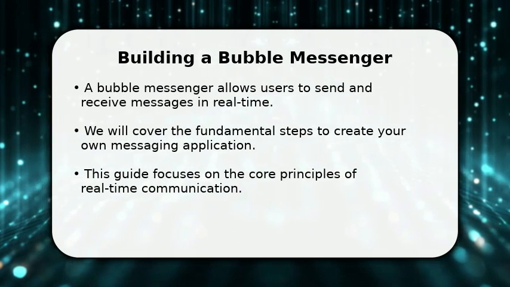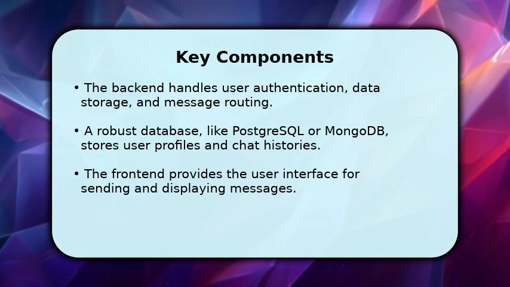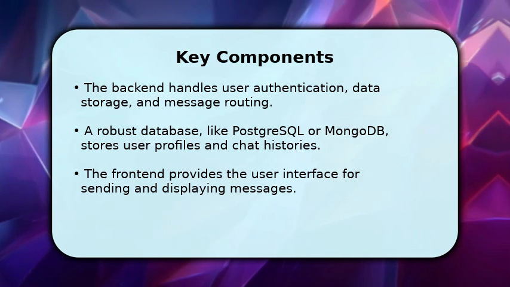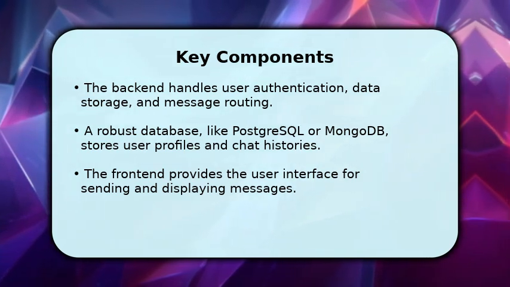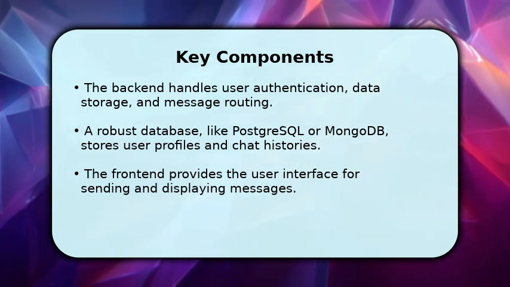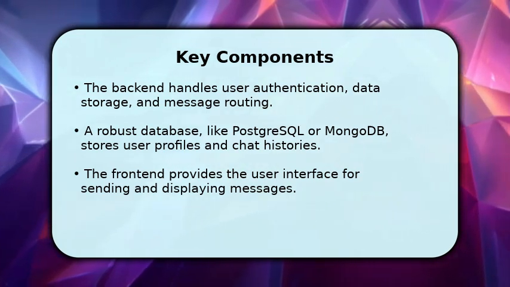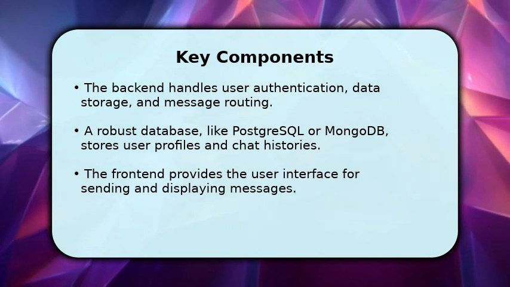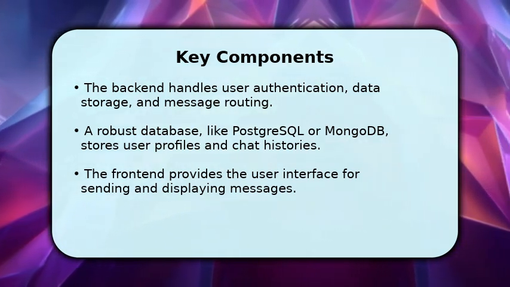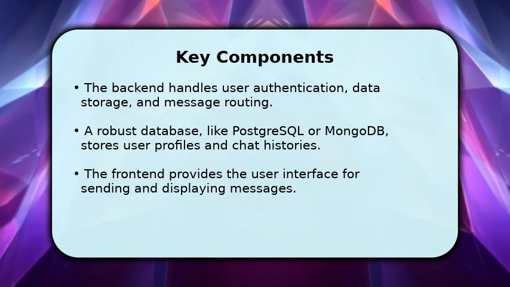own interactive communication platform. To build a bubble messenger, you need three main components. First, a backend server manages all the logic, including user accounts and message delivery. Second, a database stores all your chat data, ensuring messages are persistent and accessible. Third, a front-end application, often built with a framework like React or Vue, provides the visual interface. These three parts work together seamlessly to create a functional and interactive messaging experience for your users.